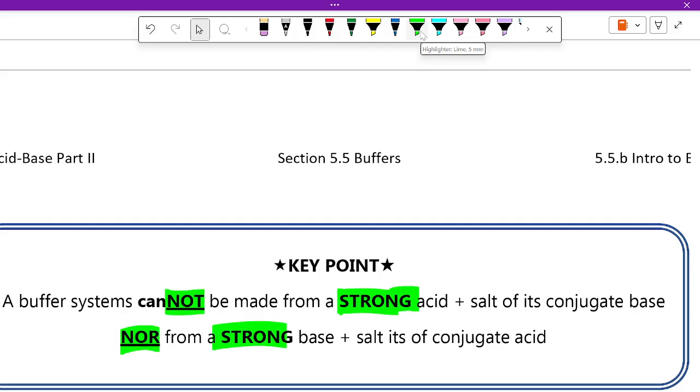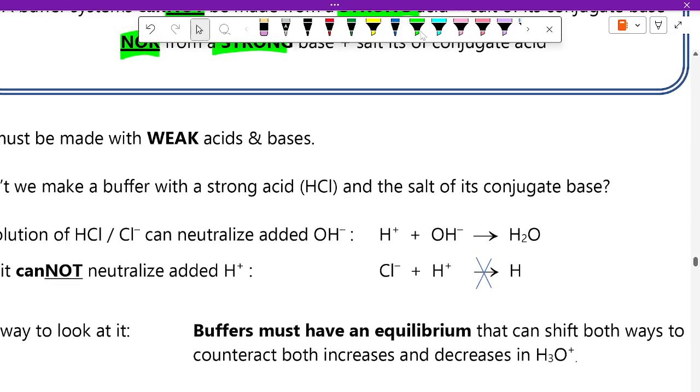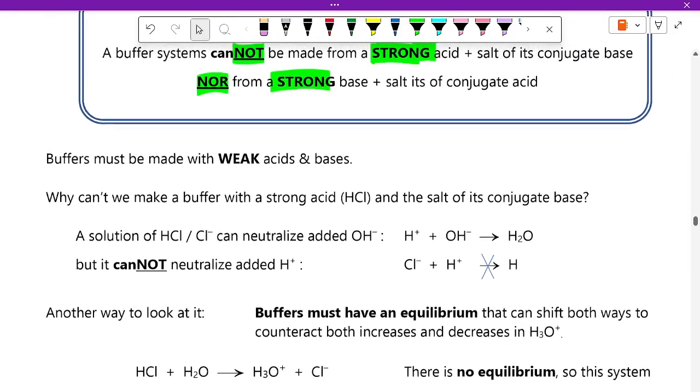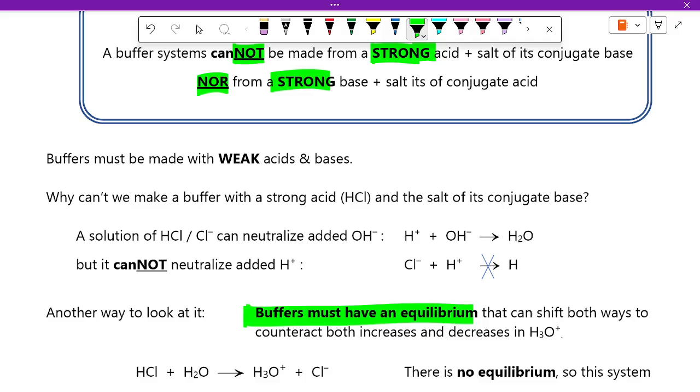Okay, why not? Because it goes to completion. Can you have an equilibrium that's shifting if a reaction goes to completion? No. Buffers have to have an equilibrium. There is no equilibrium, so it cannot shift. If you had a strong acid, you would be able to absorb lots of hydroxide, but you would not be able to absorb any hydrogen. If you had a strong base, you'd be able to absorb lots of hydrogen, but not any hydroxide.